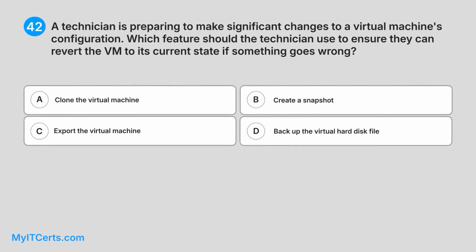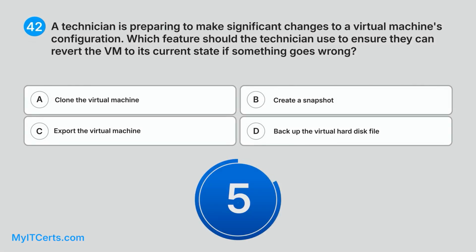42. A technician is preparing to make significant changes to a virtual machine's configuration. Which feature should the technician use to ensure they can revert the VM to its current state if something goes wrong? A. Clone the virtual machine. B. Create a snapshot. C. Export the virtual machine. D. Back up the virtual hard disk file.